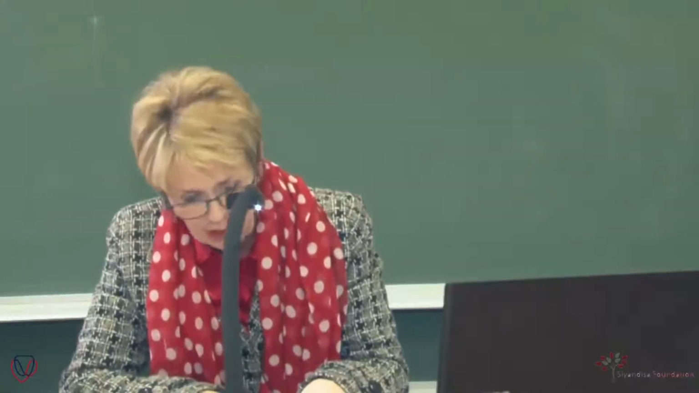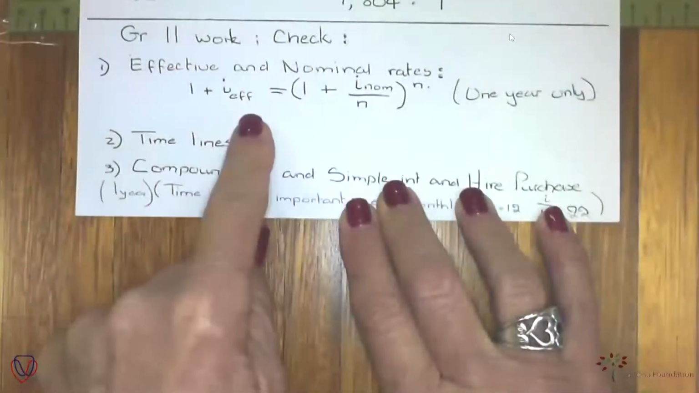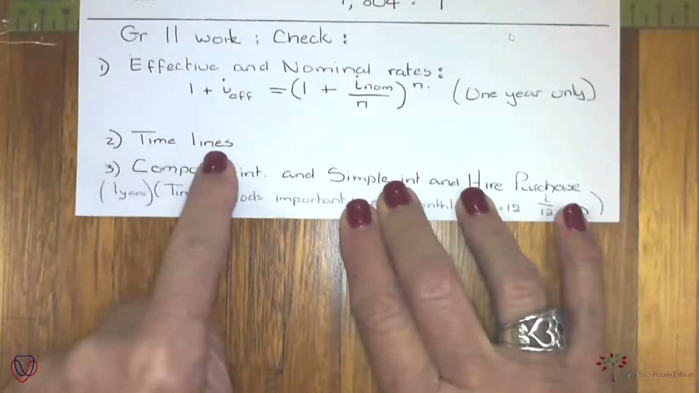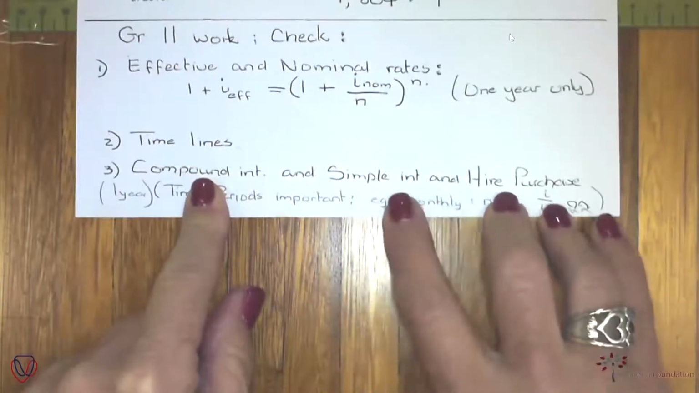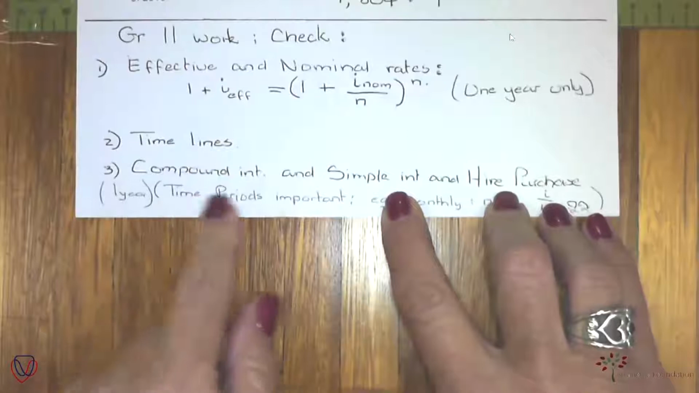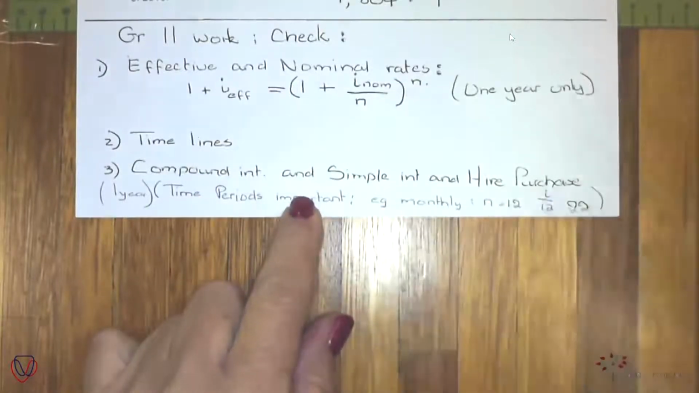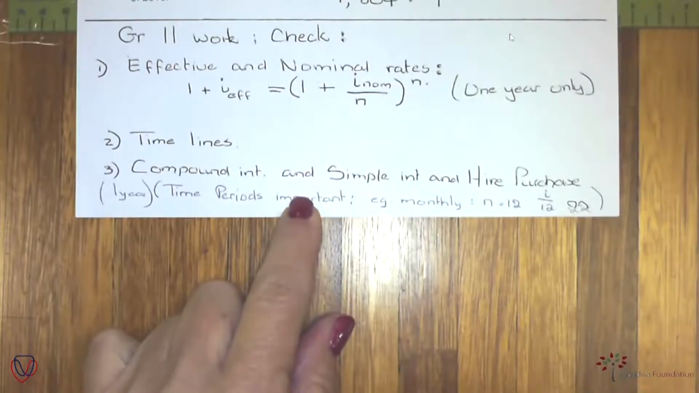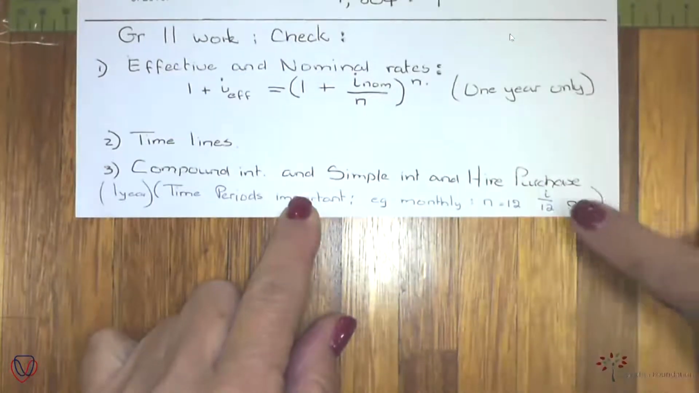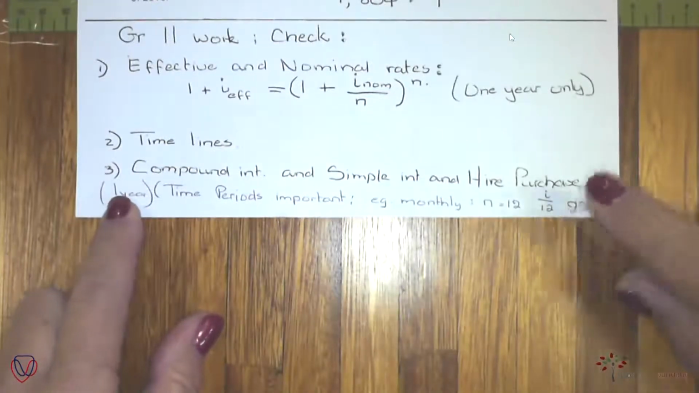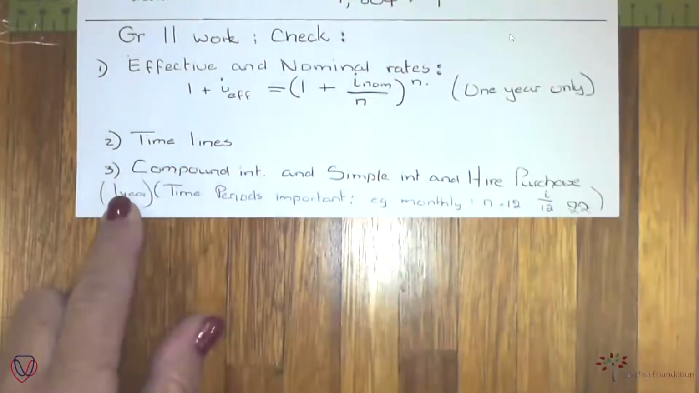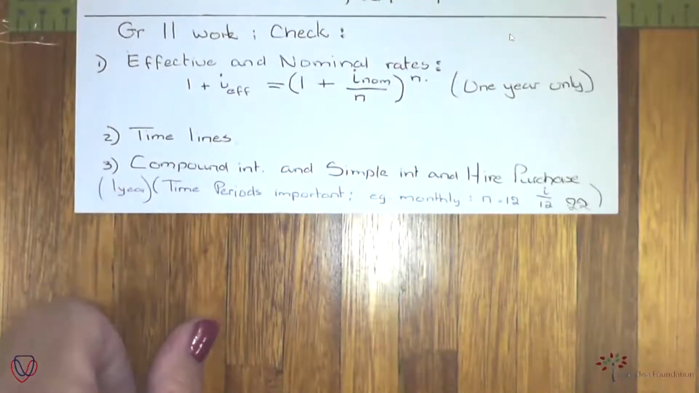I want you to please make sure that you can do effective and nominal, that you can do timelines, and that you can do compound interest and simple interest and hire purchase. Compound interest, look at the time periods, it's very important. If it's monthly, you times your N by 12. If it's quarterly, you times your N by 4. Half yearly, you times your N by 2. But if you times the N, you divide the I by the same number. I did this for 1 year. Okay, so please, you'll have to practice sums like these for this coming exam.